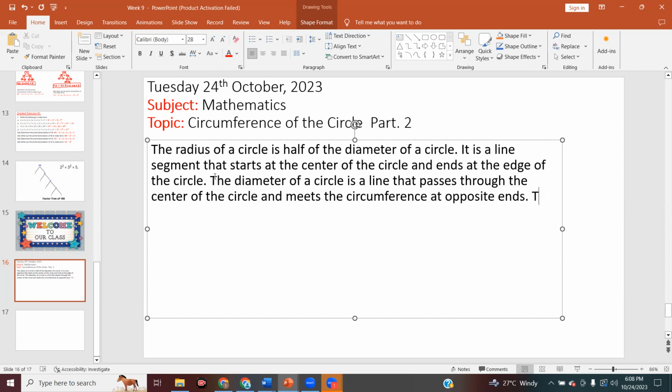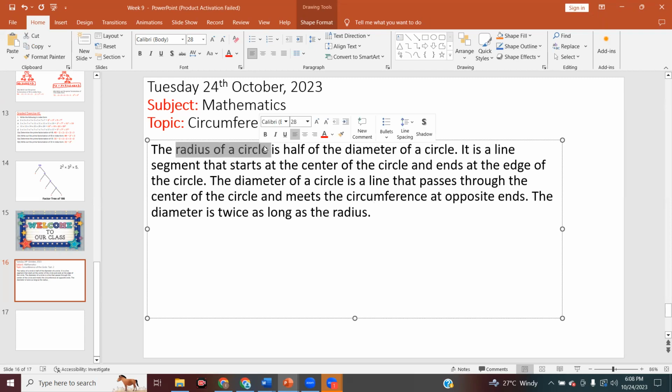The diameter is twice as long as the radius. So that's the connection between the diameter and the radius. The diameter is twice as long as the radius, and the radius is half the length of the diameter.